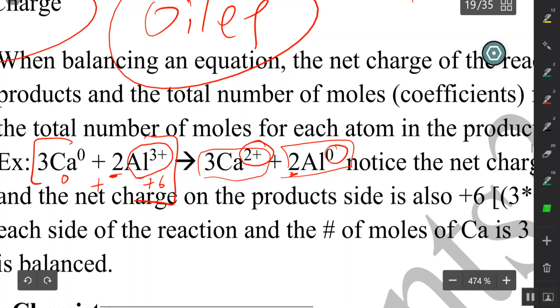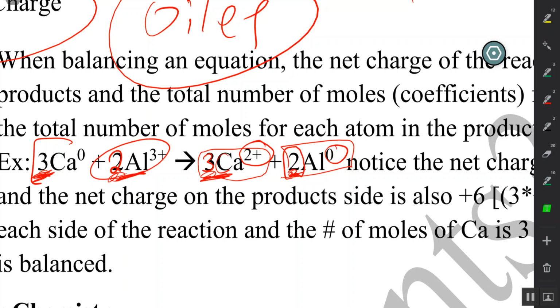Now that the charge is balanced, all you have to worry about is the number of atoms that you had. So you have 2 aluminums with a +3, and you have 3 calciums with a +2. Now, if you started with 2 aluminums, obviously you're going to end with 2 aluminums. If you ended with 3 calciums, obviously you started with 3 calciums. So I put this 3 here, and this 3 here, and this 2 here, and this 2 here. First thing I did was actually balance the charge. Well, that's what I cared about.